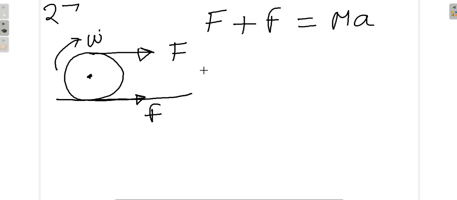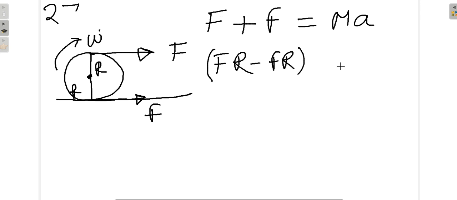What is the torque acting? The torque acting is F into R in the clockwise direction, which is positive, and small f into R is in the anti-clockwise direction, so that will be negative. This torque is going to produce an acceleration: I into alpha. So this is the second equation.